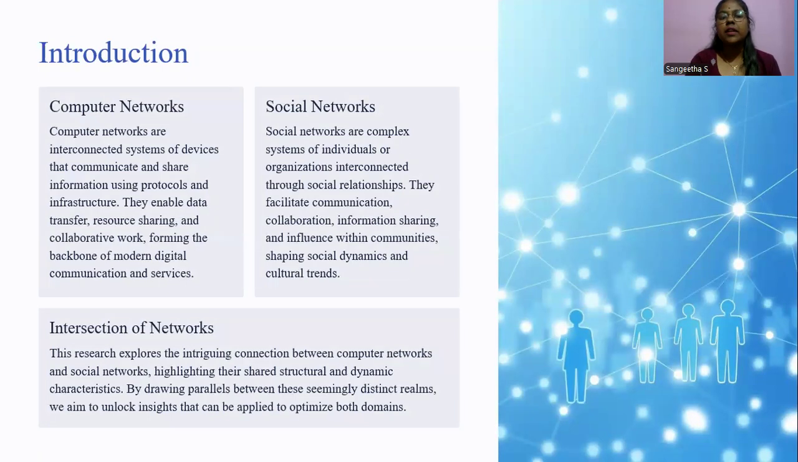Introduction about computer networks and social networks. Computer networks. Computer networks are interconnected systems of devices that communicate and share information using protocols and infrastructure. They enable data transfer, resource sharing, and collaborative work, forming the backbone of modern digital communication and services. Social networks. Social networks are complex systems of individuals or organizations interconnected through social relationships. They facilitate communication, collaboration, information sharing, and influence within communities, shaping social dynamics and cultural trends.